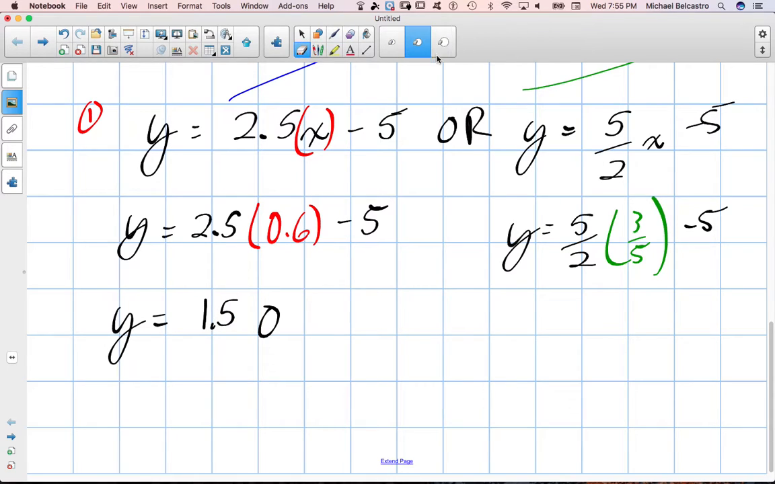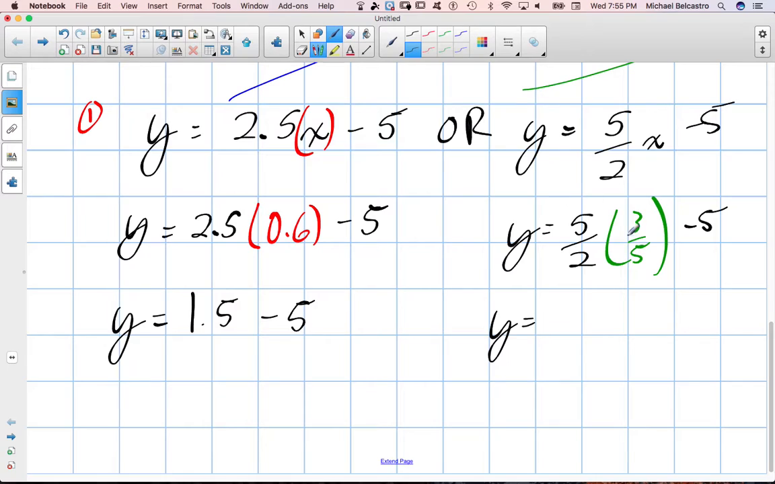Okay, y is equal to, let's see if I can do this quickly, 2.5 times 0.6 is 1.5. We'll get a calculator to verify that in a minute or two. I'm going to say that's 1.5 minus 5. And in our fraction version, this should be 15 over 10. And if you were to divide 15 by 10, you would get 1.5. So I'm actually on the right track. That worked out great. And finally, 1.5 minus 5 is going to give us negative 3.5, I believe.